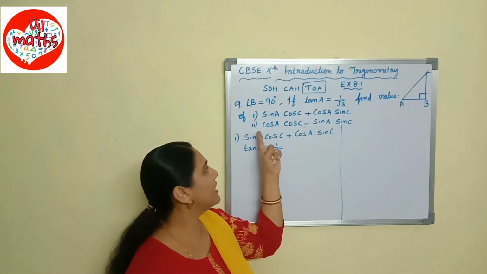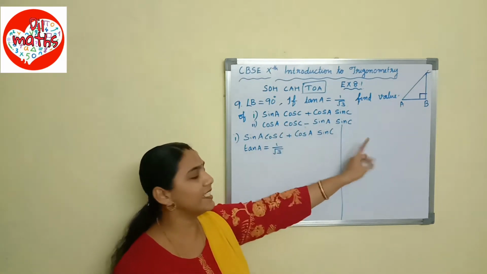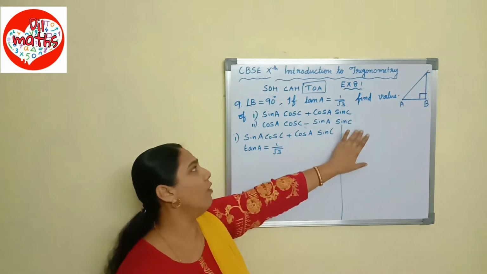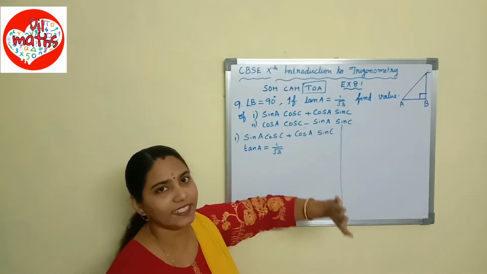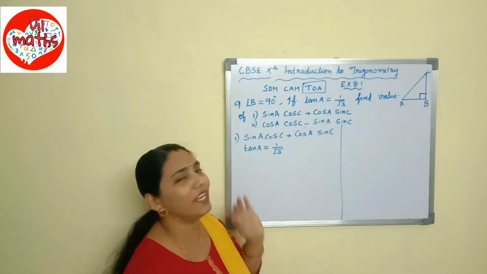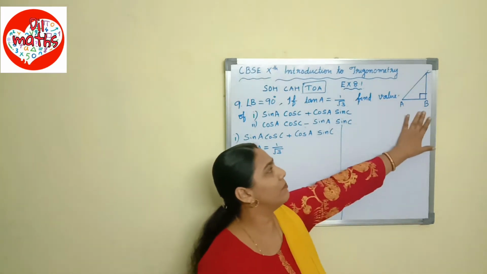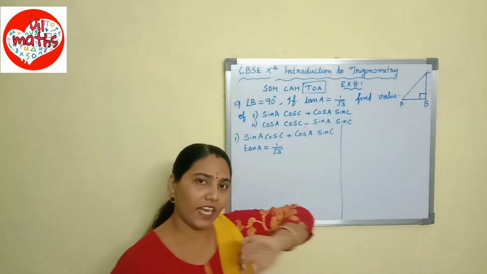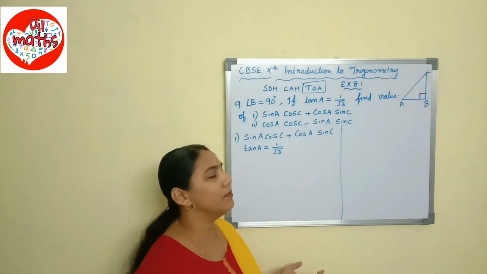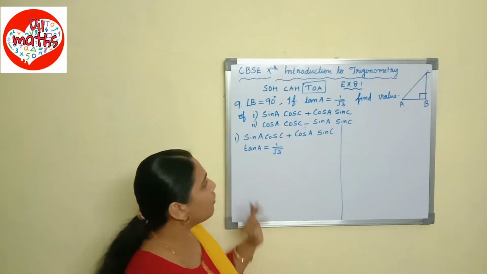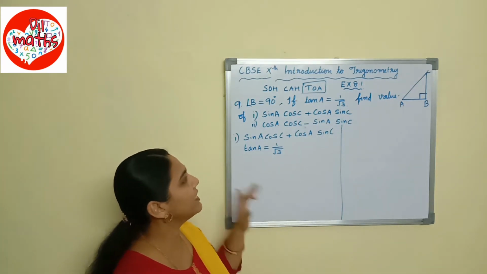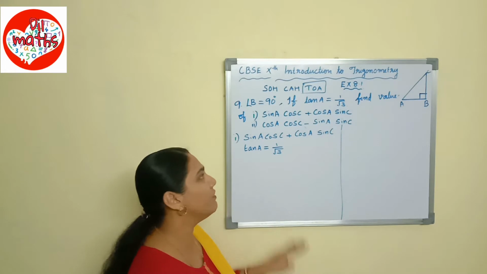Second subdivision, what is it saying? cos A cos C minus sin A sin C. So you should find out the value of cos A cos C minus sin A sin C. Okay, what is given? Only tan A is equal to 1 by root 3 is given, and angle B is equal to 90 degrees, and A and C will obviously be acute angles. Okay, we should find out cos A, cos C, sin A, sin C. Isn't it? 4 values we should find out.